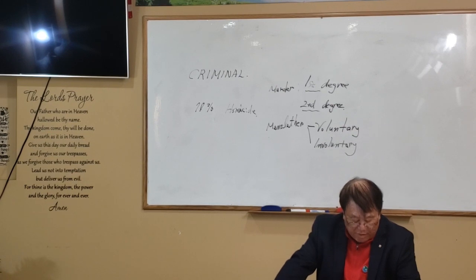Number two, killing by criminal negligence. Unintentional killing caused by the commission of any act in a criminally negligent manner is involuntary manslaughter.